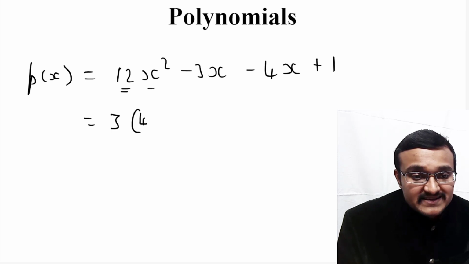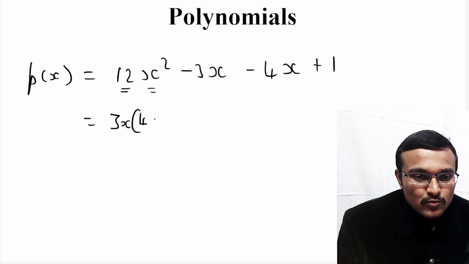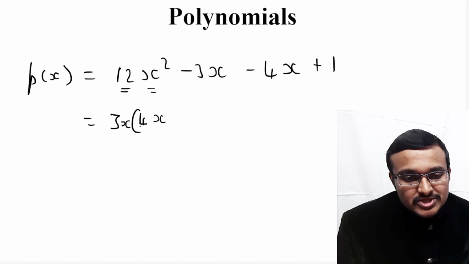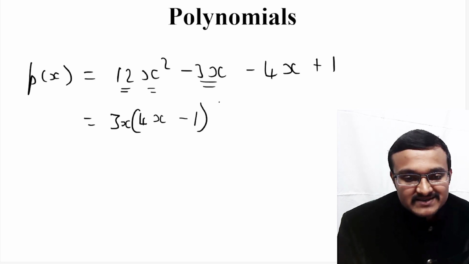So here you can take 3x common. When you take 3x common, what will be remaining? 4x will be remaining here, because from 12 you are taking 3 and from x square you are taking x outside. So that means here 4 will be remaining, x will be remaining. So 4x minus, here also you are taking 3x outside. So you are taking plus 3x outside. So minus 1 will be remaining inside, because 3x into minus 1 will become minus 3x.